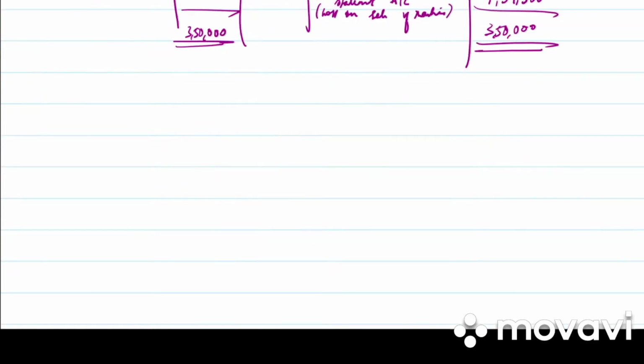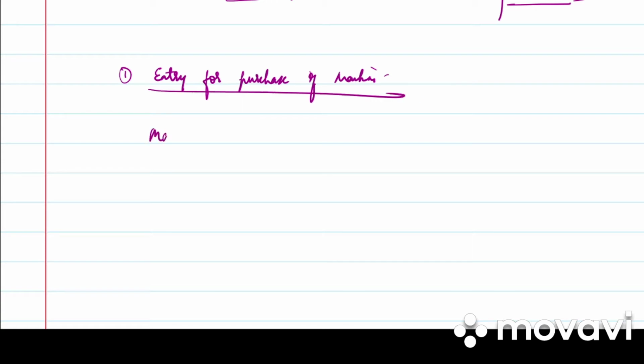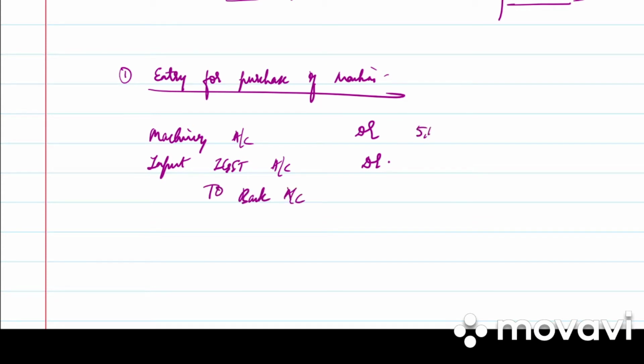Clear? After that they have given us IGST. So IGST will not be put up in the machinery account, but there will be a different journal entry for that. So first we write down working note, or you can just write note. Entry for purchase of machinery. What is the entry? It is machinery account debited, input IGST account debited to bank account. So machinery is 5 lakh. 5 lakh into 12 by 100, 60,000. 5 lakh 60,000.